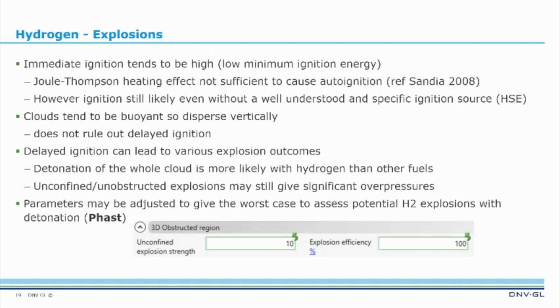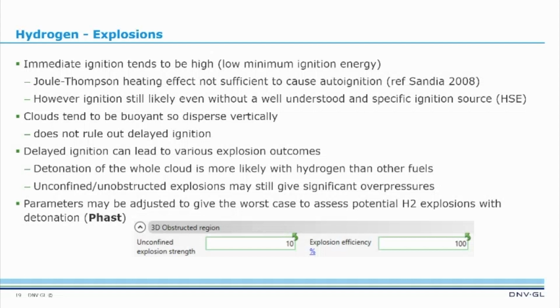So the clouds do tend to be buoyant, but they're not necessarily going to go straight up immediately, and could well develop significant flammable clouds in congested regions and near the ground.